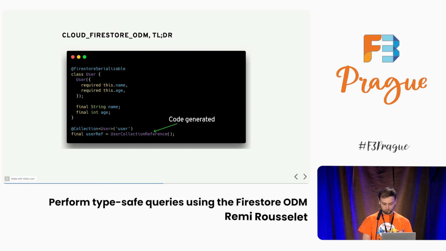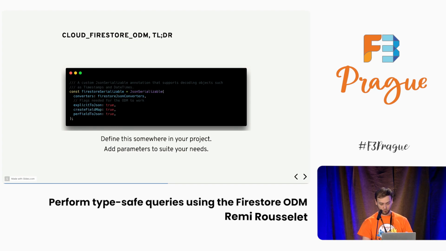And that annotation is actually this one, which is something you need to define in your project. It's not exported by the ODM, because you might want to change some fields on that annotation if necessary. It's basically just an alias on the JSON serializable annotation, but with extra flags enabled, like create field map and create prototype, which are necessary for the ODM to work. And then we pass these converters, which is Firestore JSON converters, something from the ODM. That variable is what's necessary for timestamps and geopoints to work. This will enable your models to decode those types of objects.